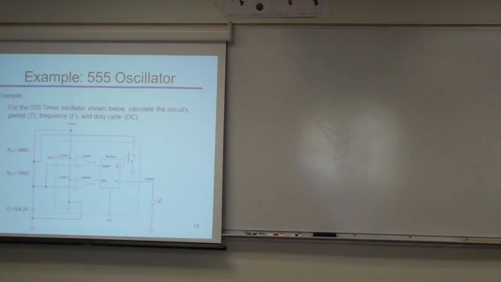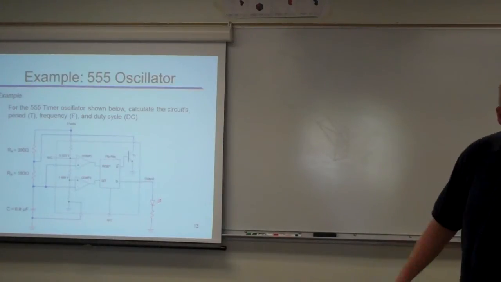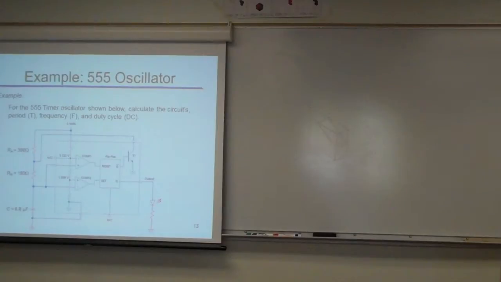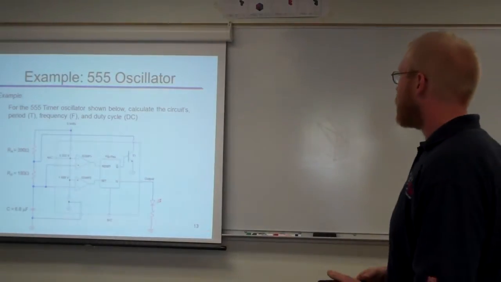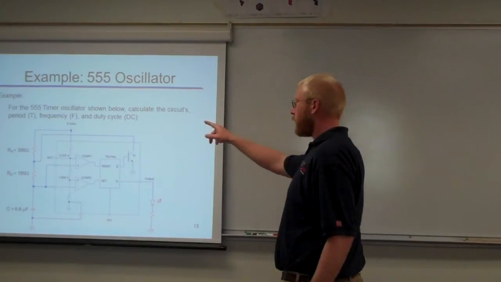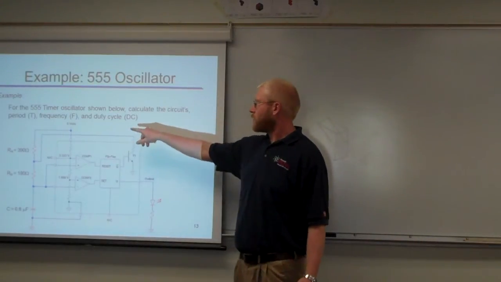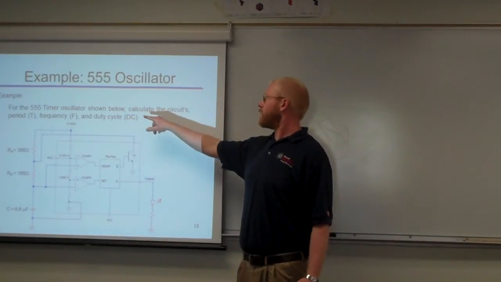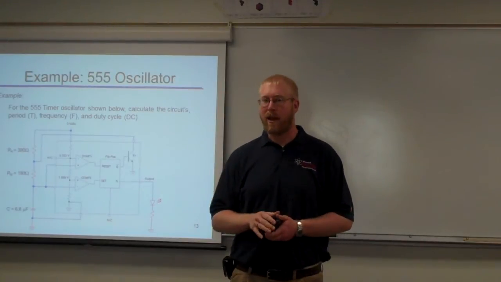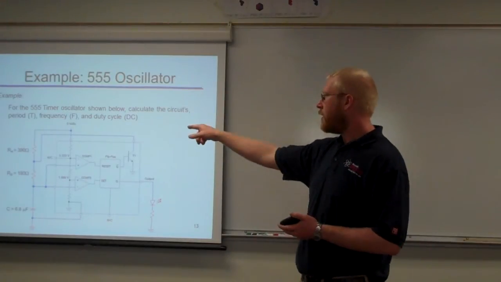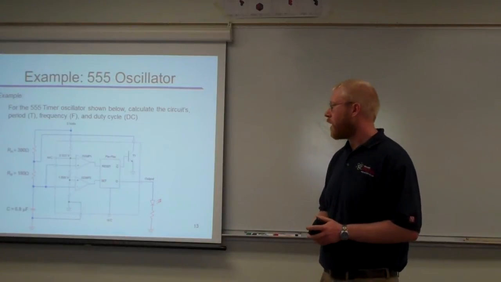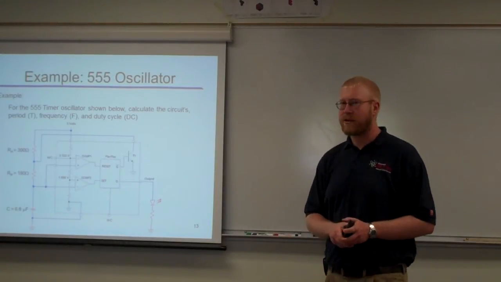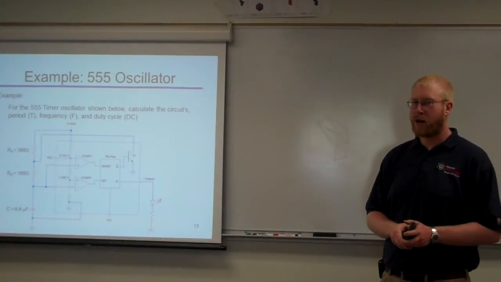Okay, I don't know how well this one will show up, but what I'm going to demonstrate is how to calculate the information for a 555 timer circuit. So what I've got right now is a display up here that shows a 555 timer circuit, and it wants us to find the period, frequency, and duty cycle of this circuit. It tells us that RA equals 390 ohms, RB equals 180 ohms, and the capacitor is 6.8 microfarads.